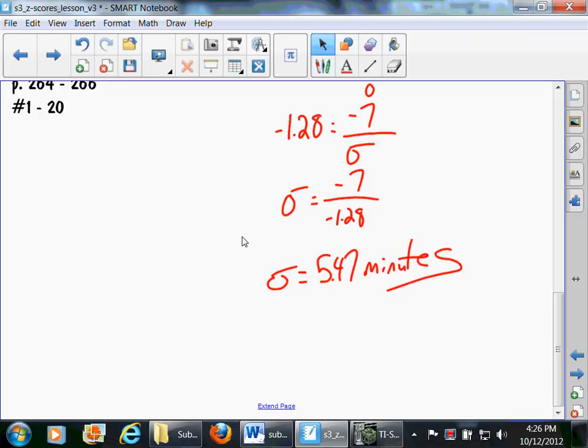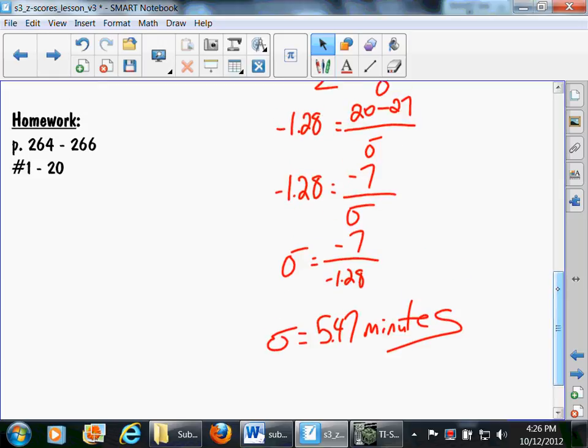Okay? So your homework is on pages 264 to 266, and it's numbers 1 to 20. And I'm just going to double check that that's consistent with what we have here. Yes, it is. So there's your homework, and you will have 2 periods to work on this. Okay?